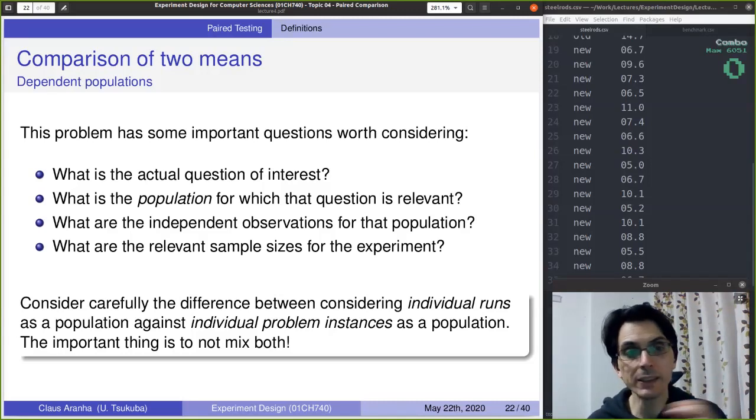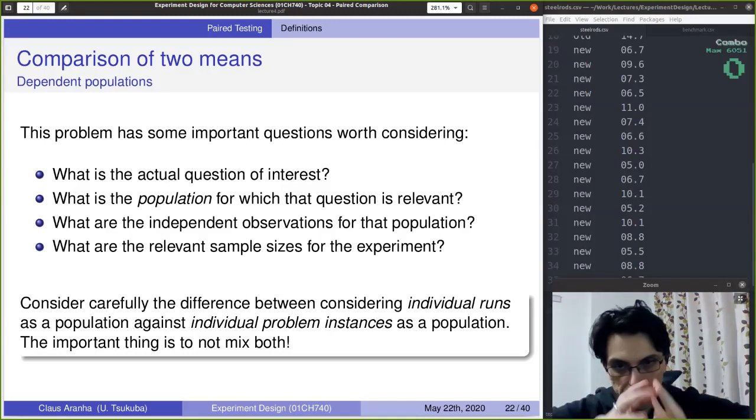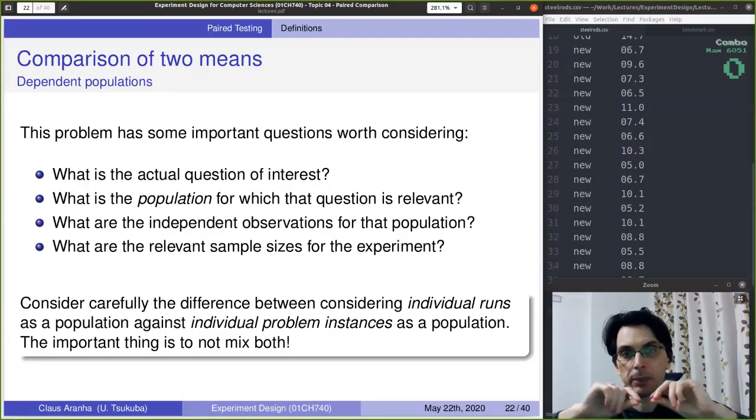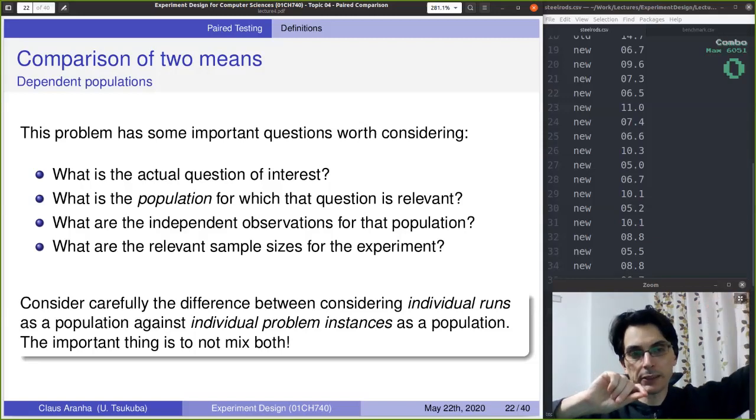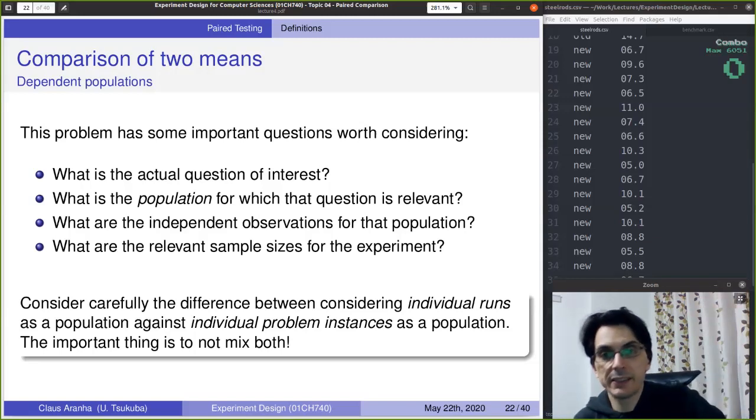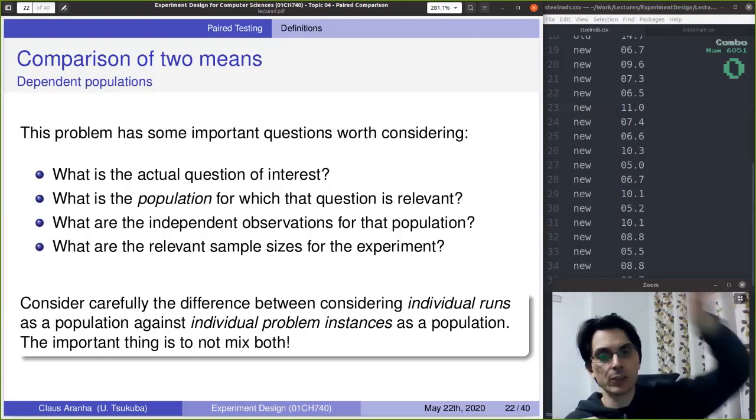So what is independent here? If we only look at one instance, the observations in that instance are independent. But if we look at multiple instances, the observations are dependent on the instances. So how do we make this independent? One way is to look at only one instance. What is the problem with that? If we only look at one instance, we are saying that this algorithm is better in that instance and not in the class of problems.